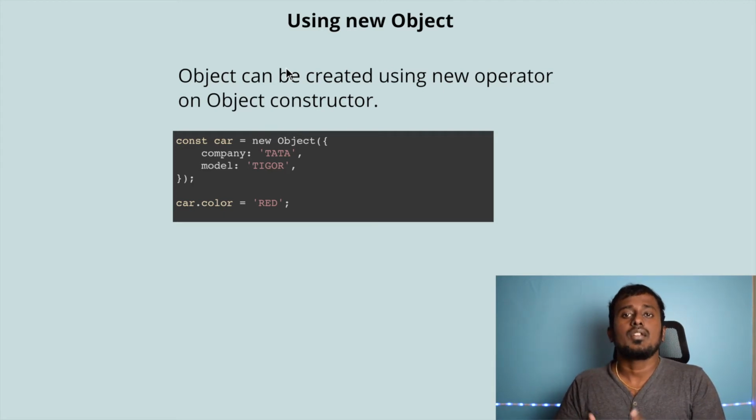This will add a new property inside the car object. Or you can change the existing property value by car.company is equal to some other company. This will change the company from Tata to some other company. So this is the second way to create an object.